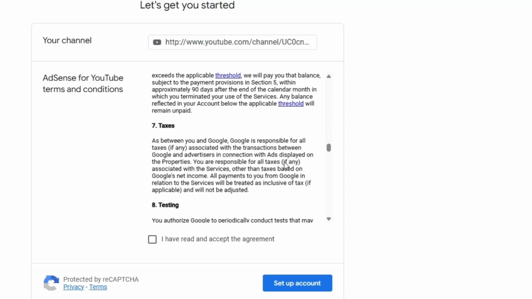7. Taxes. As between you and Google, Google is responsible for all taxes, if any, associated with the transactions between Google and advertisers in connection with ads displayed on the properties. You are responsible for all taxes, if any, associated with the services, other than taxes based on Google's net income. All payments to you from Google in relation to the services will be treated as inclusive of tax, if applicable, and will not be adjusted.